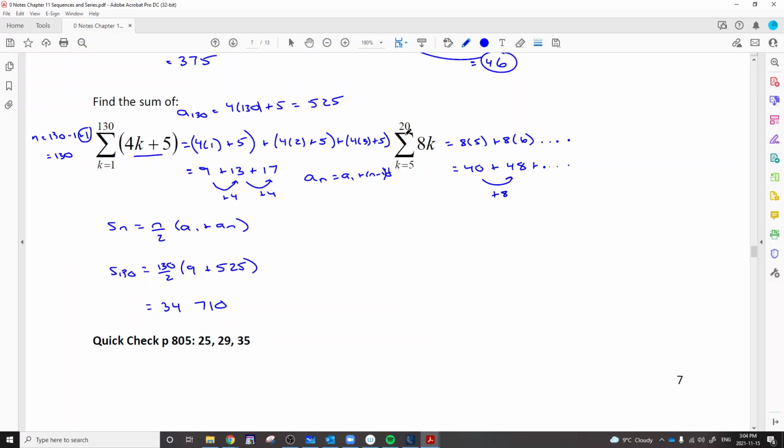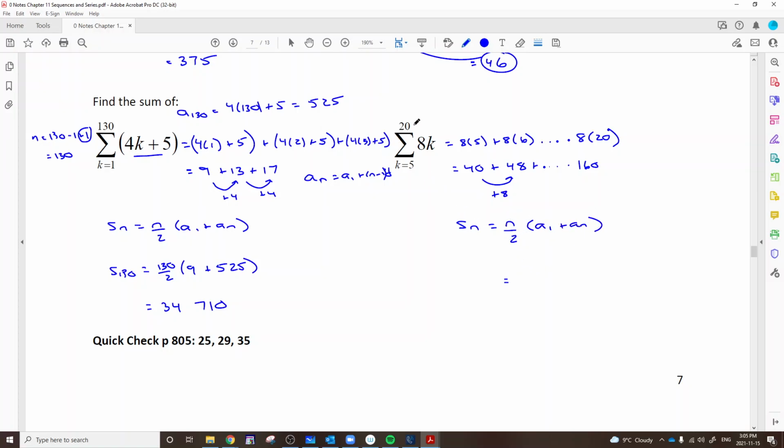But we need to find the last term. So the last term is going to be where k is 20. So up to where k is 20. So we're going up to 160. All right, so my equation is Sn, sum of n terms, is equal to n divided by 2 times the first term plus the last term.